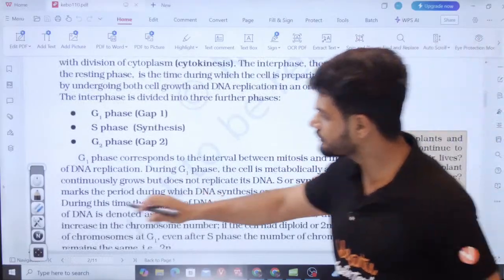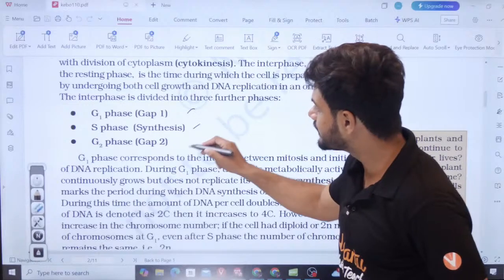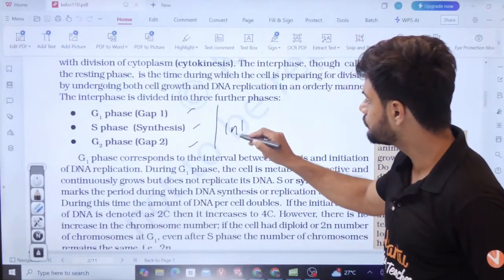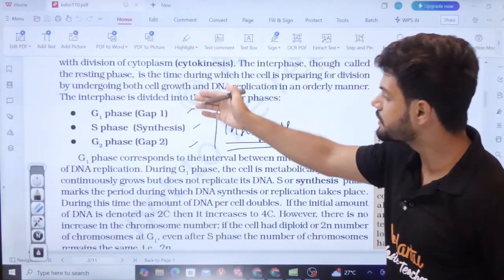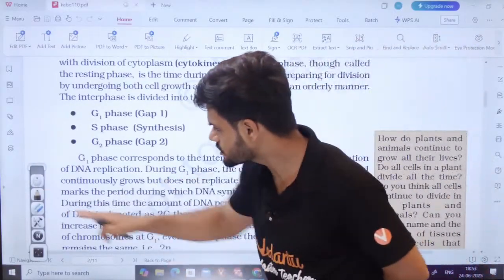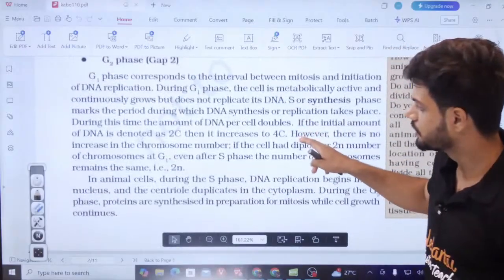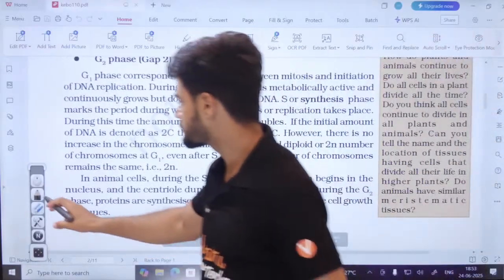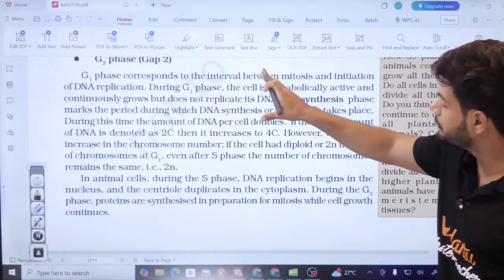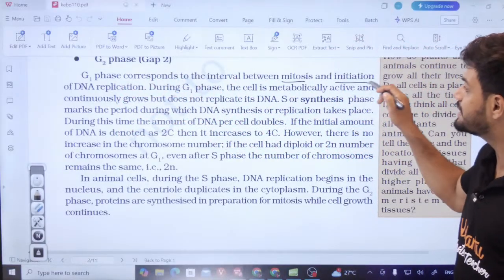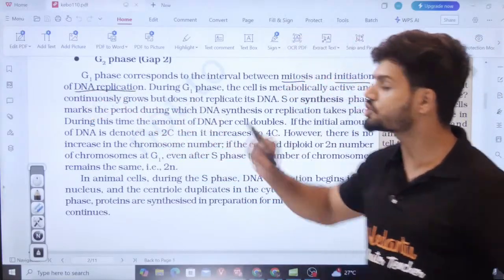Now students, here we have the different stages of interphase. See what is given here, students. Just read what is given here. The G1 phase corresponds to the interval between mitosis and initiation of DNA replication.